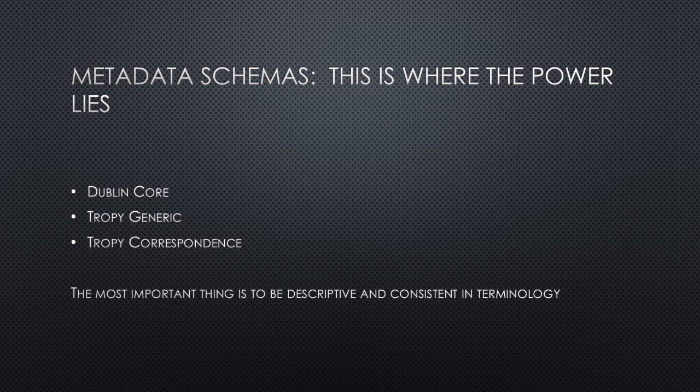There is also a Tropy generic metadata scheme, which is a very lightweight, easy metadata scheme. It's not as rich as Dublin Core. And then there is Tropy correspondence. And the time that I would recommend using Tropy correspondence over Dublin Core is for letters. If you are doing archival research on letters, I would recommend using that. But the most important thing is to be descriptive and consistent in your terminology.